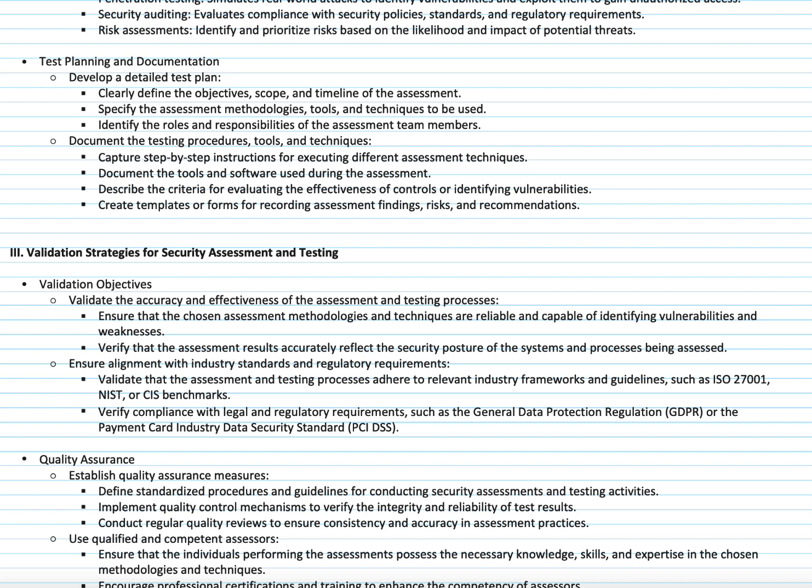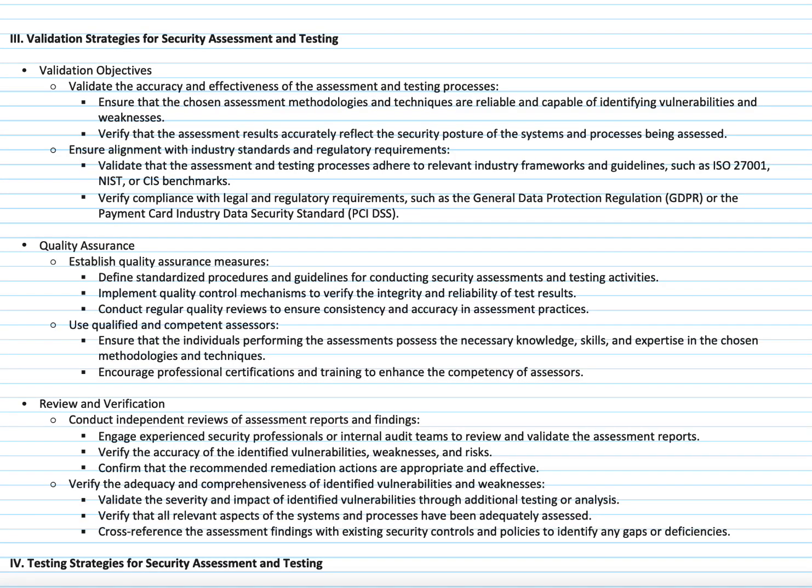Okay, you also want to have forms, templates, anything else that's in place to help you with these findings and to help roll through or understand the overall risk to the organization. Okay, so what are some validation strategies for security assessments and testing? So the objectives will help understand the accuracy and the effectiveness of the overall testing process.